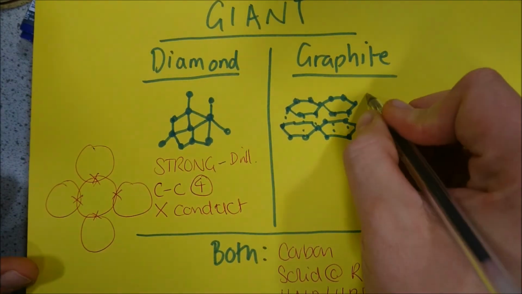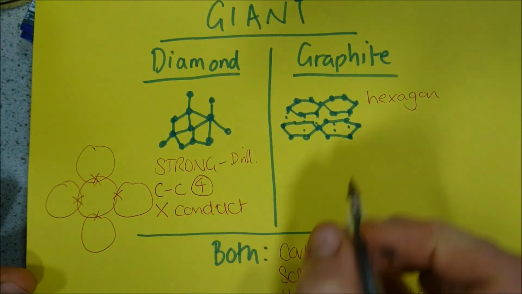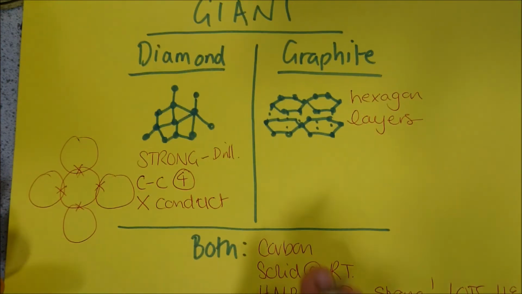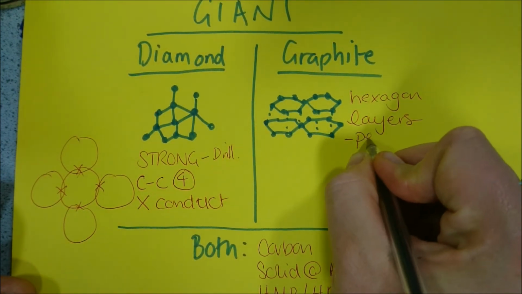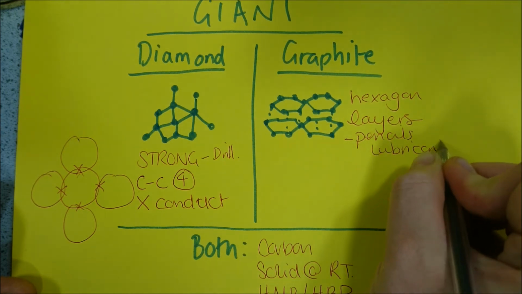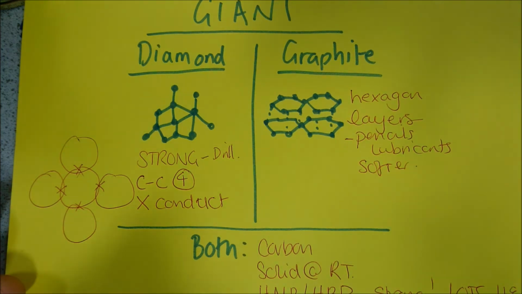So let's look at the properties of graphite now. Graphite, believe it or not, is made of hexagon shapes of carbon joined together, and they are found in layers. The layers can slide over one another, which makes it really useful for pencils, but also as lubricants because it's slidey, which means it is much softer than diamond, although those bonds are really strong, so it still has a really high melting and boiling point.